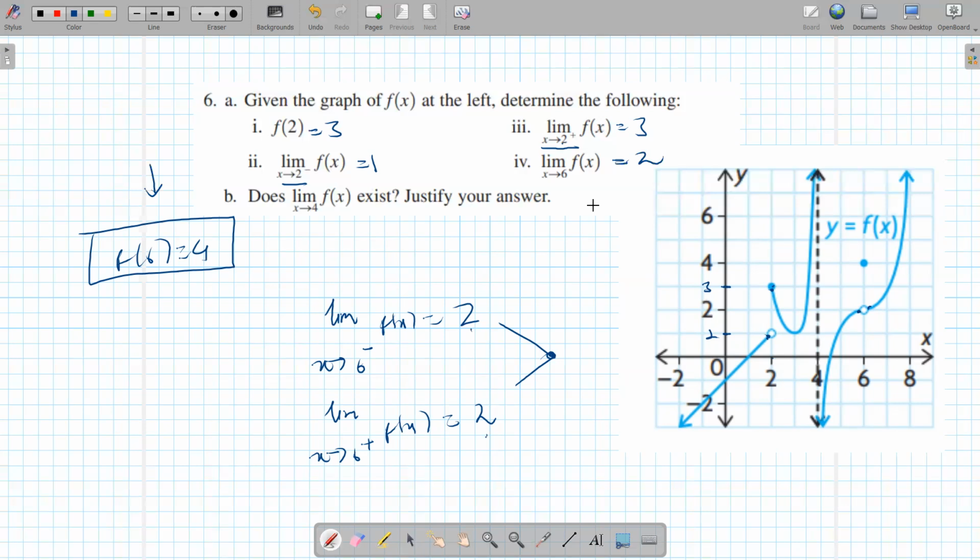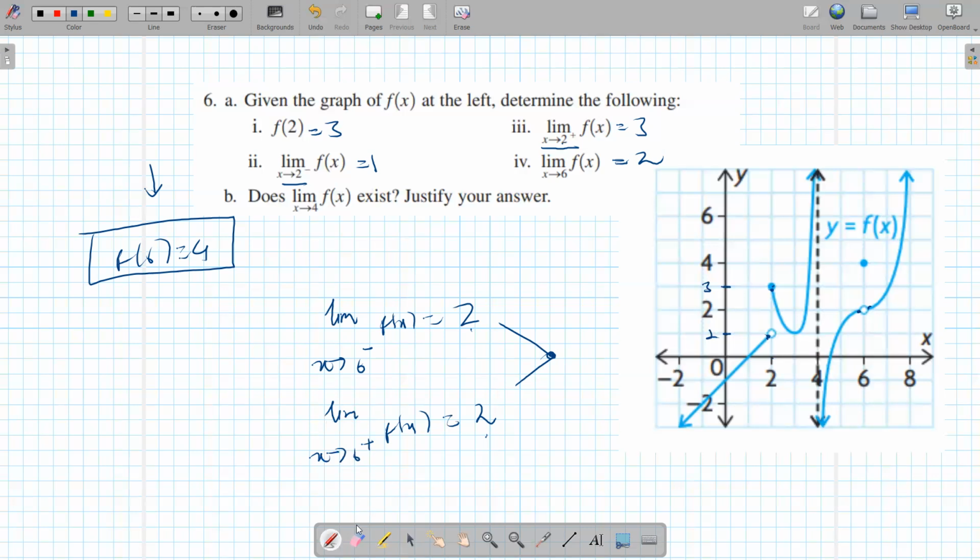Using this idea, we already have the numbers up there. Tell me, does the limit at 2 exist? In other words, is the left limit and the right limit at 2 the same? No, they're not. On the left we got a 1 on the second question, and from the right we got a 3. The fact that these two limits are not equal means the limit does not exist. If it asked you for the limit as x goes to 2, that does not exist because left and right are not equal.